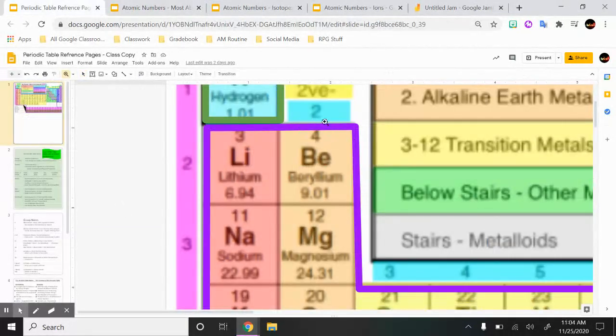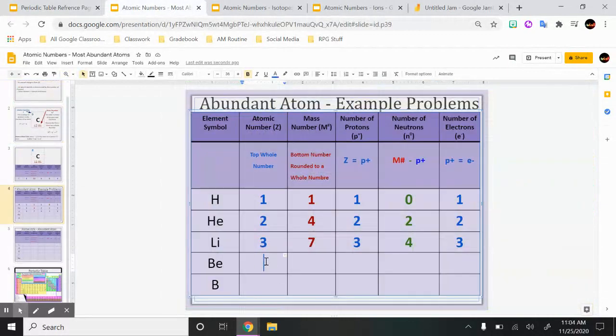Okay? Beryllium, its atomic number is 4 at the top. Its mass is 9.01. Okay, so its atomic number is 4. Its protons are going to equal 4. And its electrons are going to equal 4. The mass was 9.01. We can round that down to 9. So mass minus protons equals 5 neutrons.